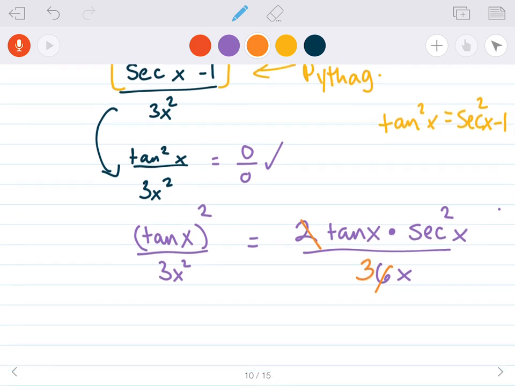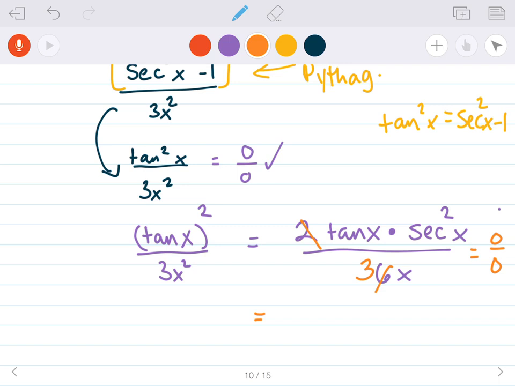And what I'm going to do from here before I take the derivative again, because if I plug in 0, I'm going to get 0 over 0. So I need to keep using L'Hopital's rule until I get something that's not of indeterminate form. So what I'm going to do is, again, use this Pythagorean identity.